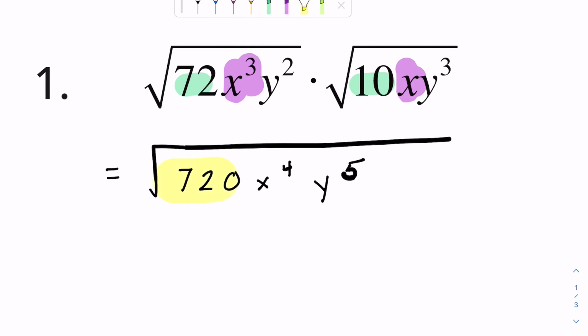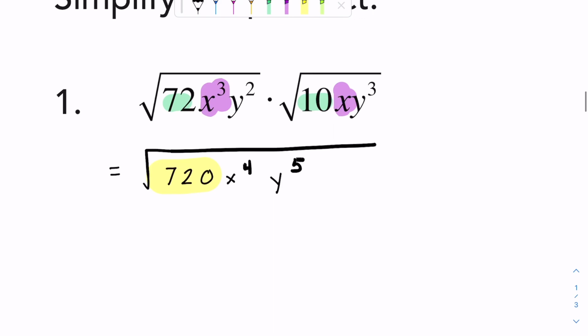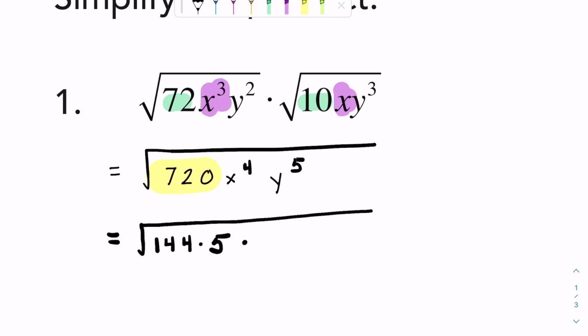Now we need to take a look at our simplifying process, starting with the square root of 720. Well, 720 is not a perfect square, but if you make a list of all your perfect square factors, which you should all do down the side of your paper, the square root of 720 simplifies to 144 times 5. X to the fourth can be broken down into two groups of 2, and y to the fifth is two groups of 2 and one group of 1.